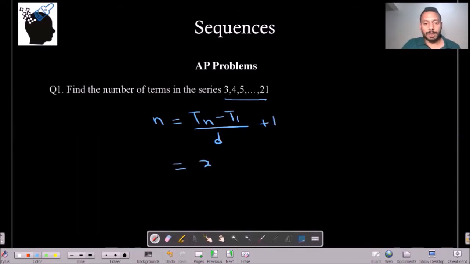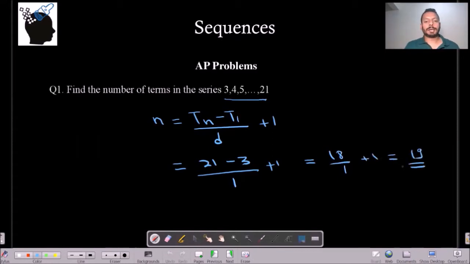Now we know the last term is 21 here, the first term is 3, and since these are consecutive numbers, the common difference is 1, plus 1. So this gives us 18 divided by 1 plus 1, which is nothing but 19. Let's try one more.